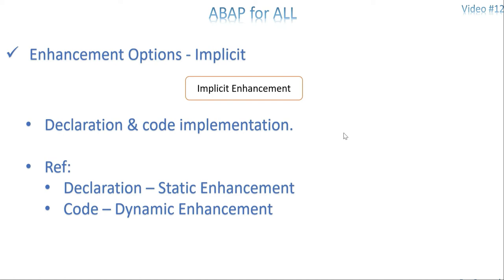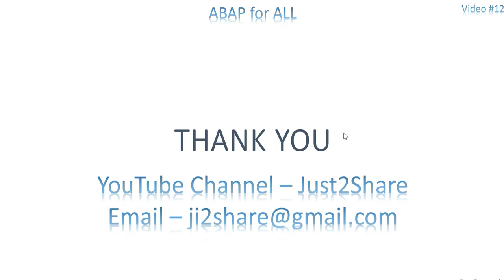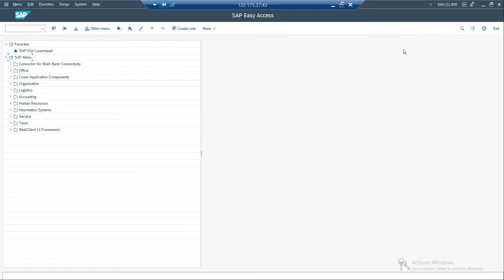Okay, so probably this is about implicit enhancement. Anything else? No. So I will explain how to find implicit enhancements, how to do the implementation, how to do the code and declaration, and how to see the difference between static and dynamic types in the SE19 transaction. Okay, so this is my system, and I don't want to go to any transaction to identify any definition or standard components for implicit enhancement.